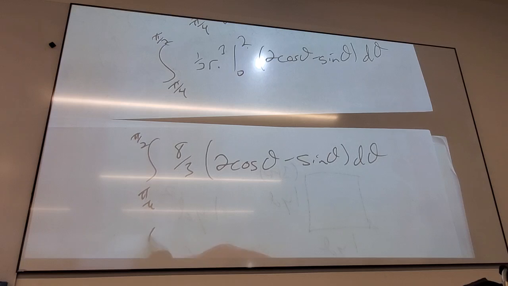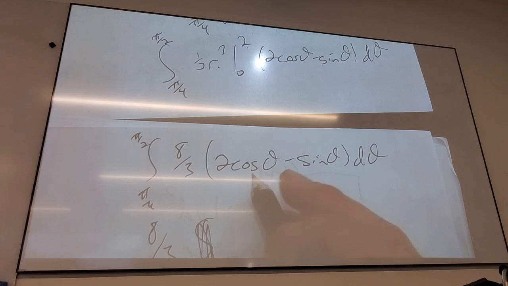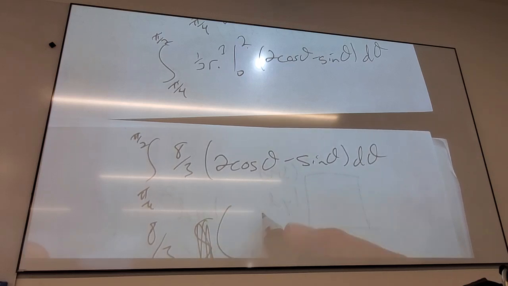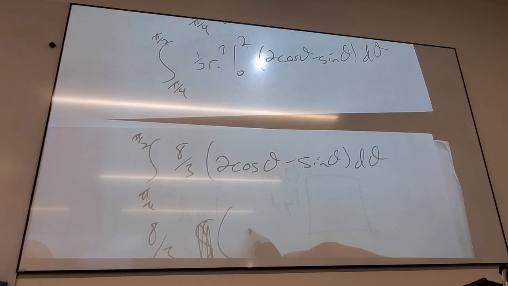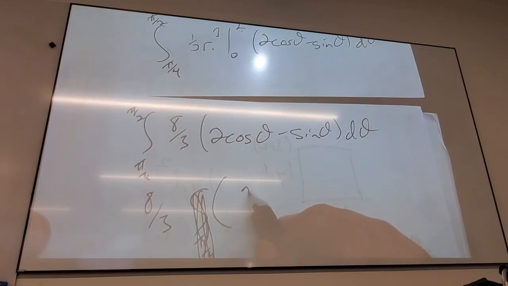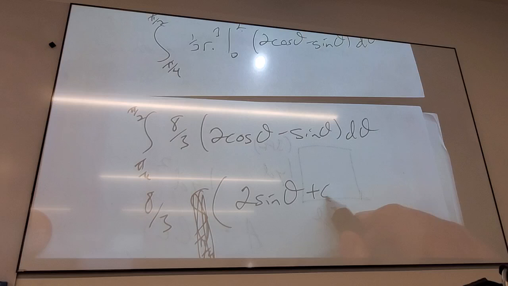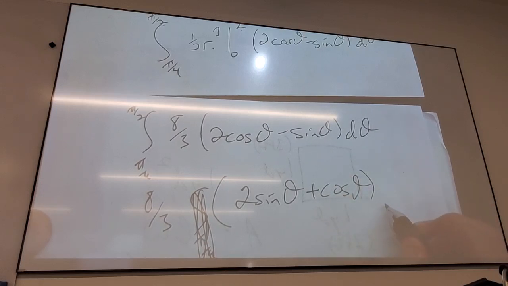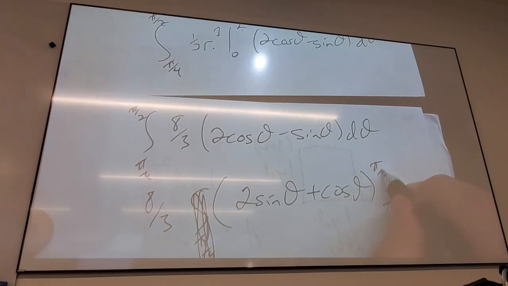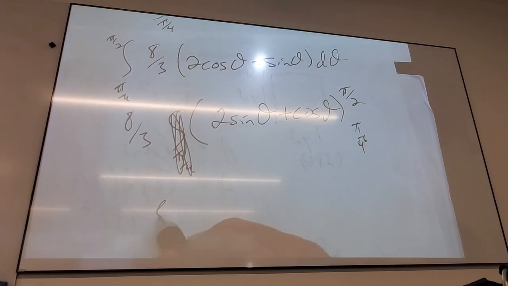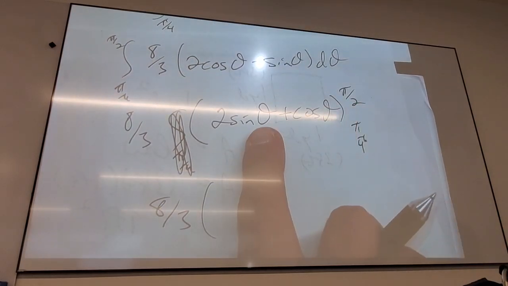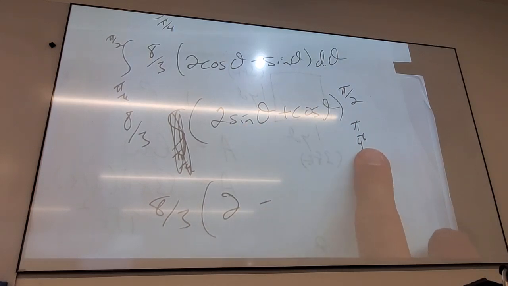And then, of course, that's not going to be too bad. I'm going to pull the 8/3 out. What's the integral of this? I don't need that sign anymore. That's a negative. There we go. 2 sine plus cosine. Good. That changing gears thing, right? Pi over 4, pi over 2. When you plug a pi over 2 in, that's 1, that's 0, so you get 2. And when you plug a pi over 4 in, you get rad 2 over 2 times 2 is rad 2, minus rad 2 over 2, and that should be a minus.